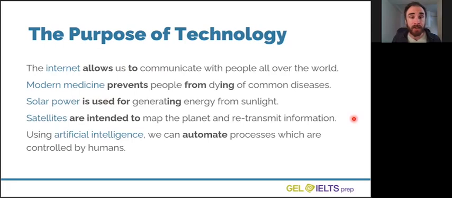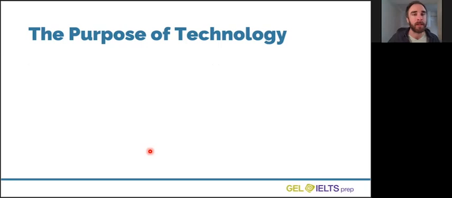Using artificial intelligence, we can automate processes which are controlled by humans. If you automate something, you take something which was done by a person manually, and you make it happen without humans. It happens automatically. For example, in supermarkets, we are starting to automate the checkouts. We often automate things like writing code on computers, and increasingly writing articles and painting paintings, it's possible to automate that process. All right, let's practice using this vocabulary.